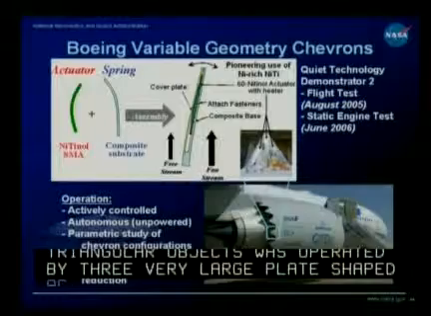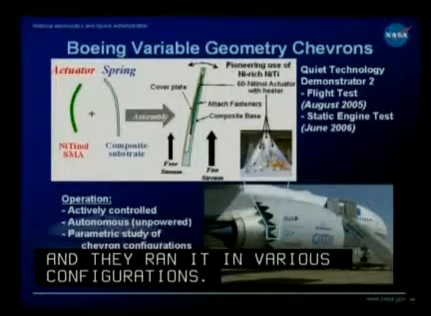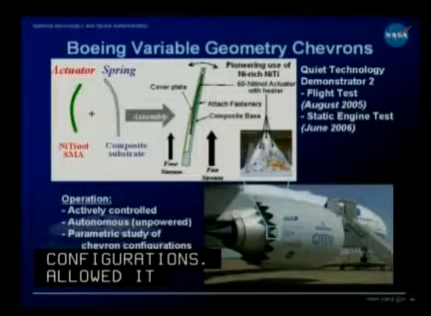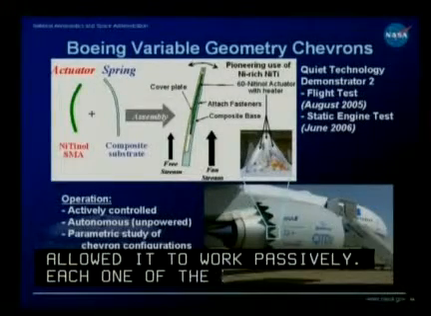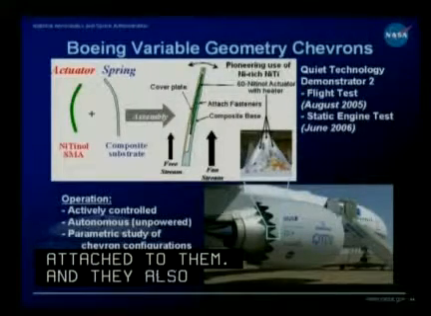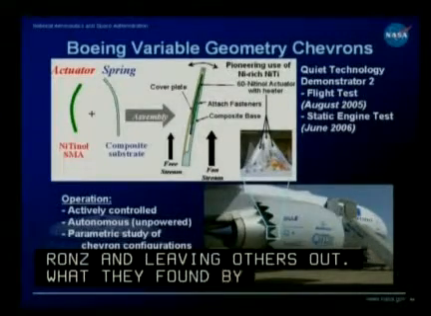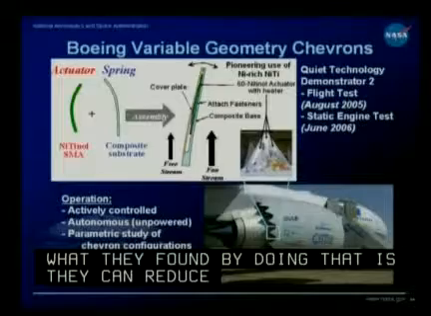They basically allowed it to work passively. They actuated it actively because each one of those plate chevrons shown on the inset had a heater attached to them. And they also did parametric studies, putting in certain chevrons and leaving others out. What they found by doing that was they could reduce shock cell noise by just having certain chevrons in place during the cruise condition.